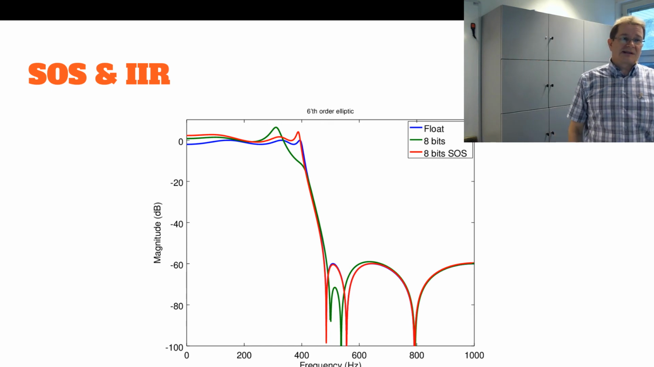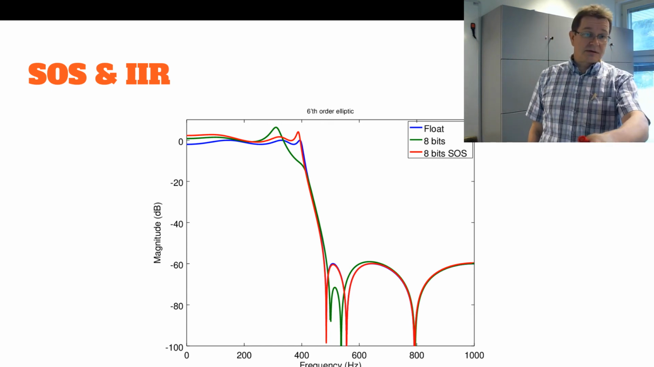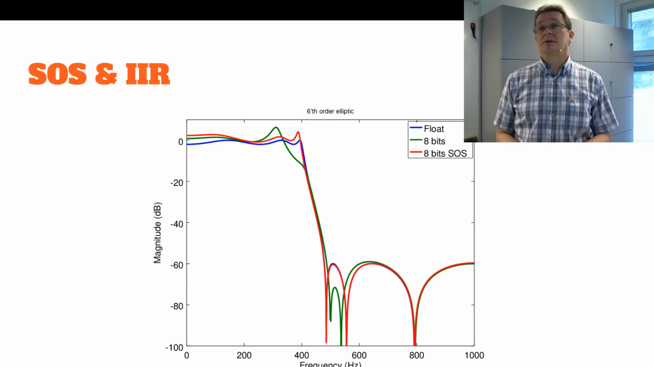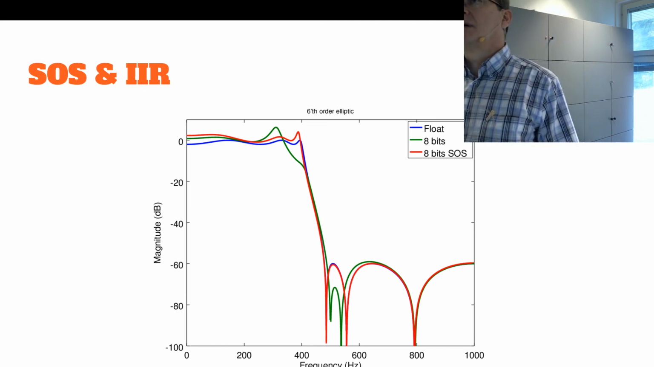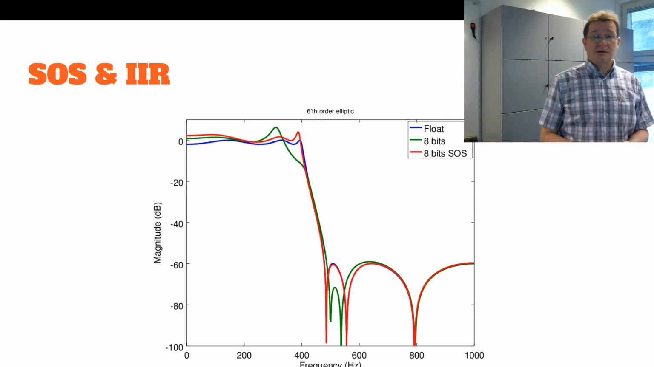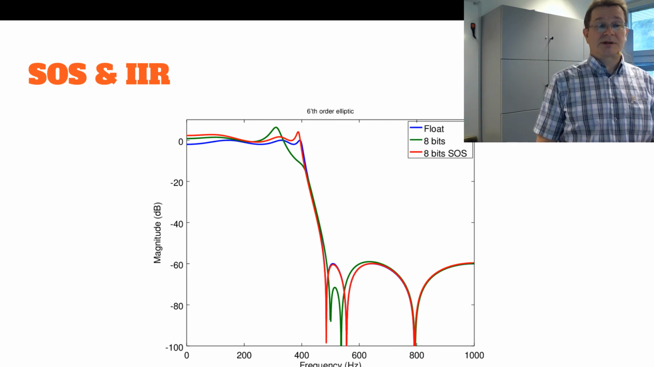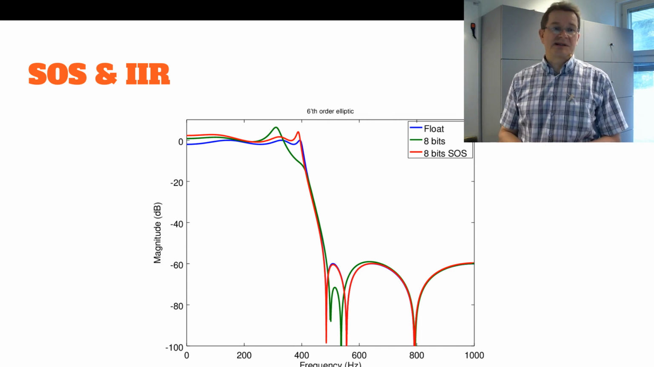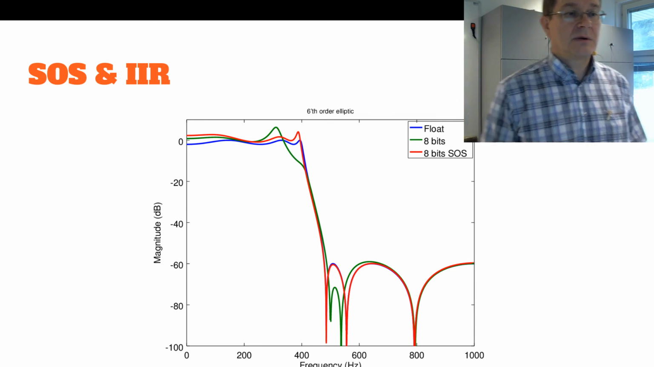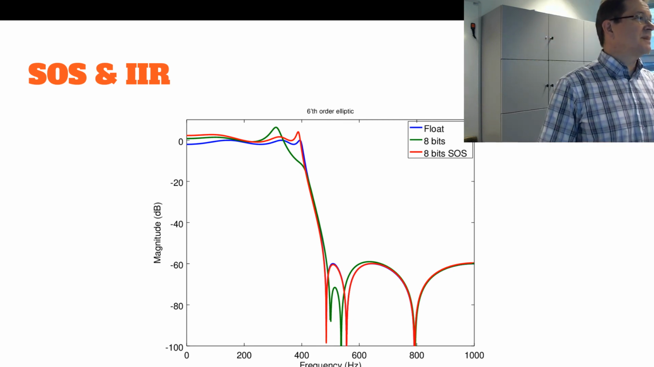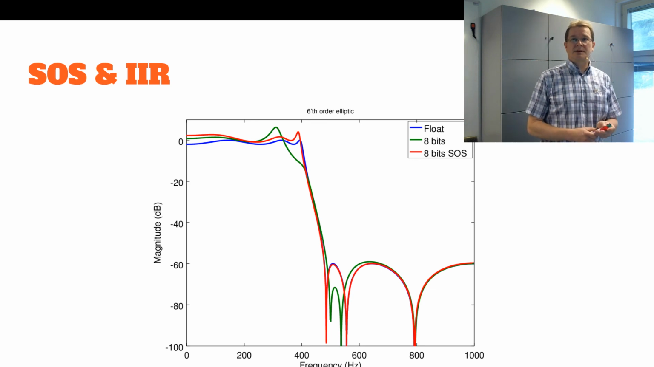Same thing also for the SOS and IIR filter, and this looks quite similar to what I had on the first picture. The blue one is the original design, and then the 8-bit one has had a problem on this edge of the filter, and it looks like there's also some error on the stop band. That's not a bad error. But then if you're doing the second order system division, you have a better design now. Not perfect, but much better than the direct form.